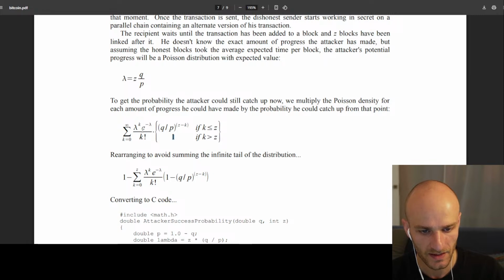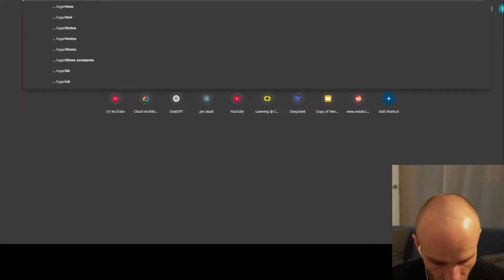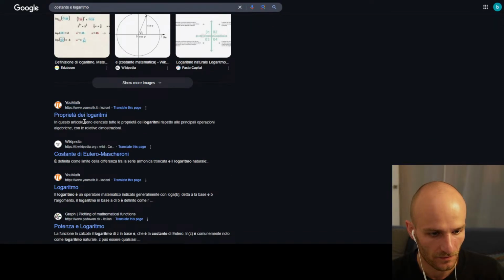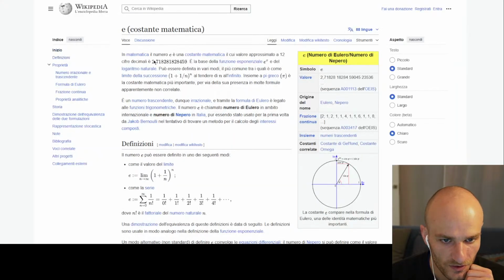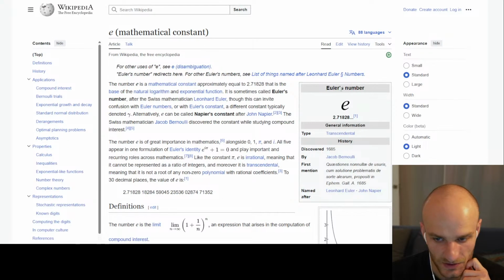Therefore, we will have e, which is 2.71. It's a mathematical constant called Euler's number.